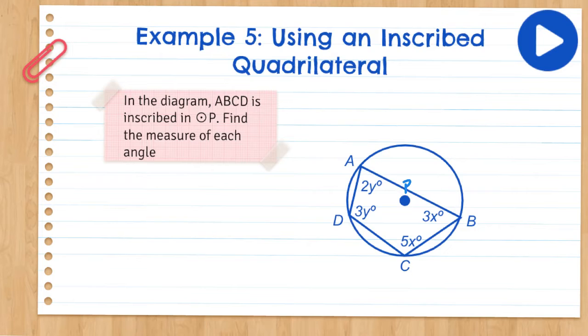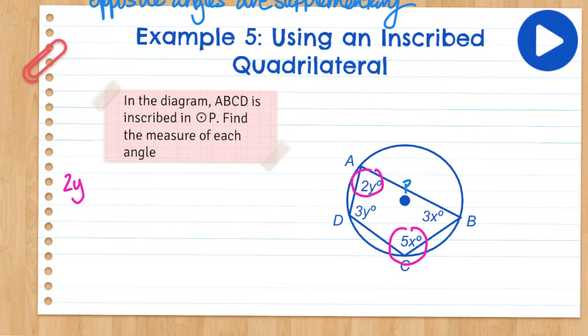So we know that since ABCD is inscribed in a circle, opposite angles are supplementary. So we can set the measure of angle A plus the measure of angle C equal to 180. So we can say 2y plus 5x equals 180.